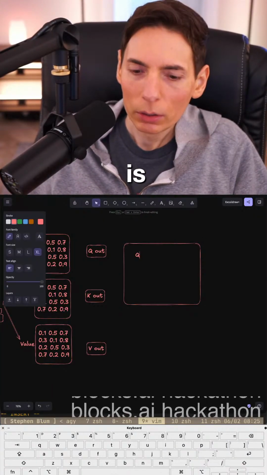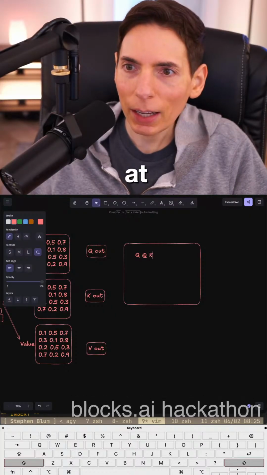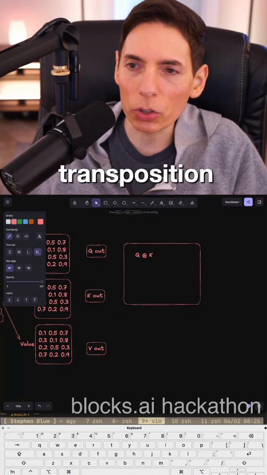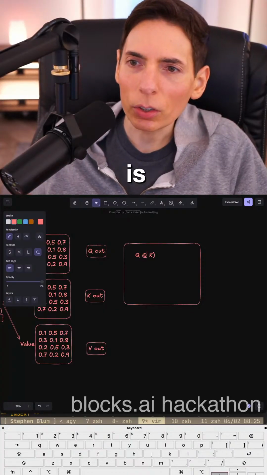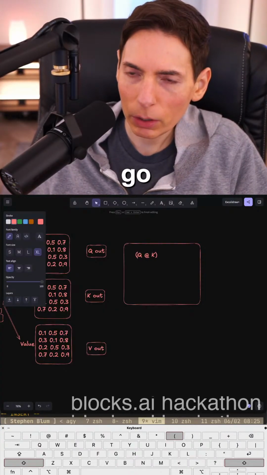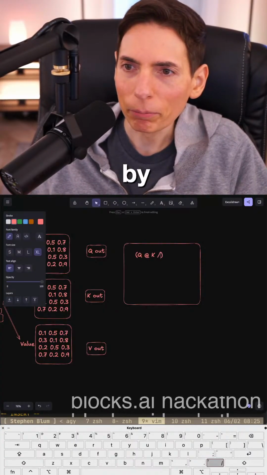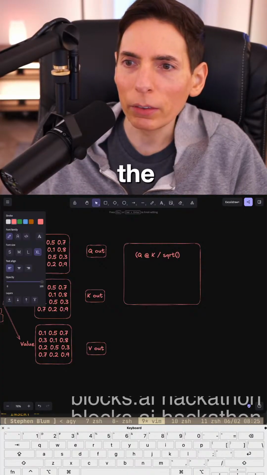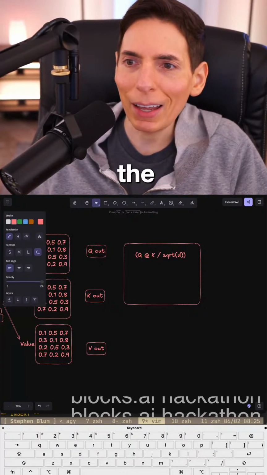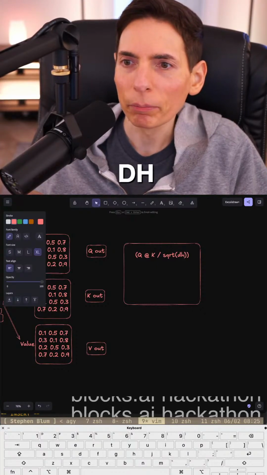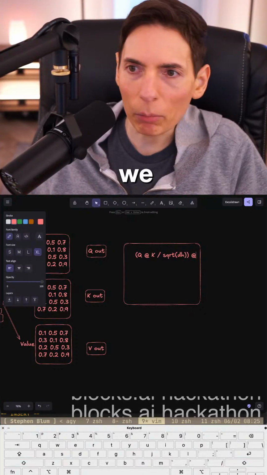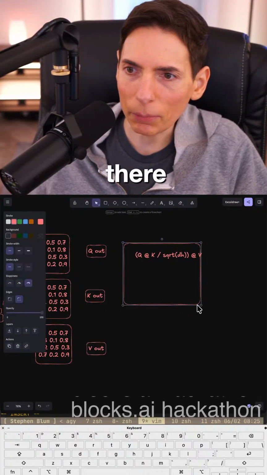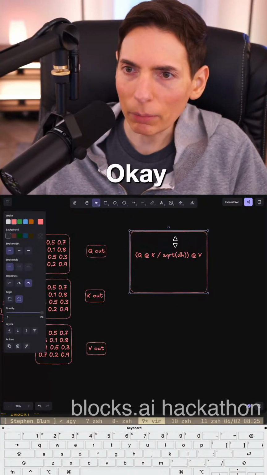Q at K. You don't need to worry about transposition there. This is going to be the softmax. Oh, we need to divide that by the SQRT of the dimensions in the head. I'm going to call it DH, and then we matmult the value there.